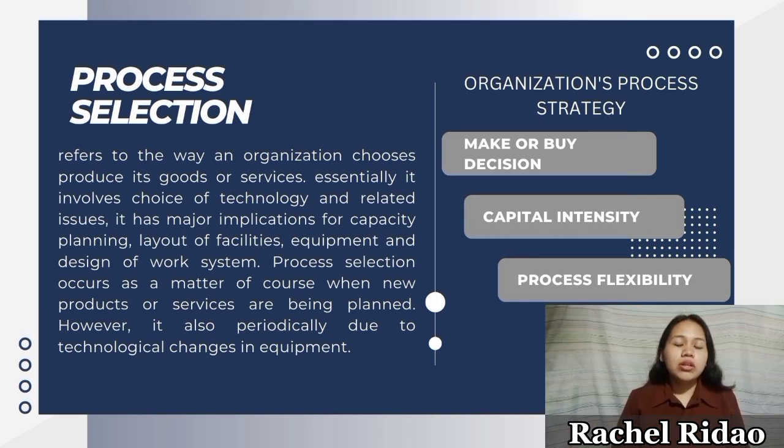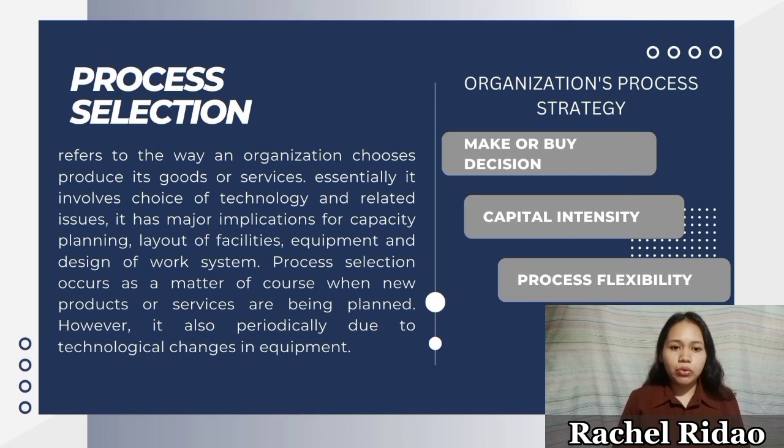So dito sa process selection, it identifies how the organization will attain their certain objectives and finish the certain output that they will need to produce. Ano-ano yung mga steps na kailangan gawin in order to finish the output.